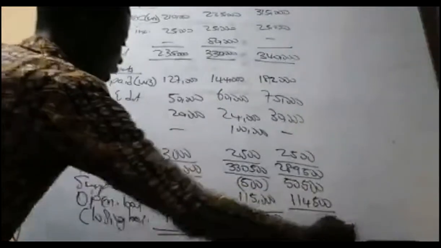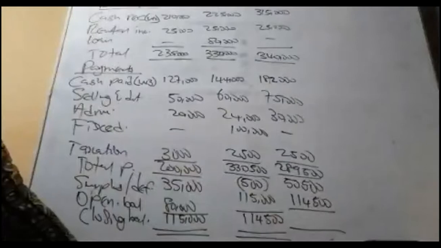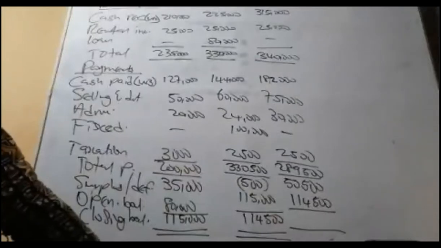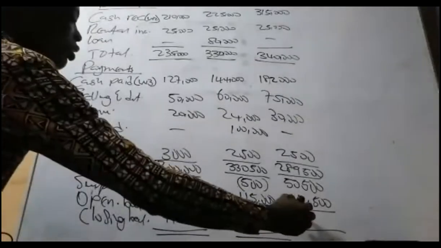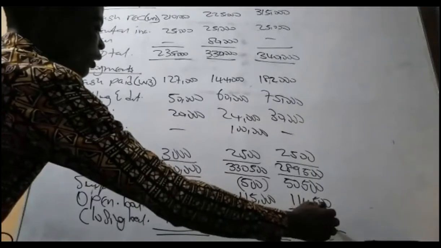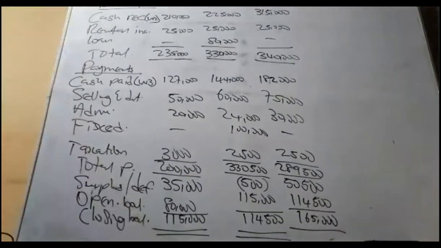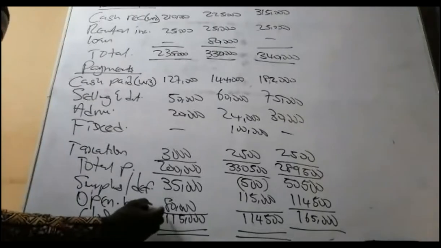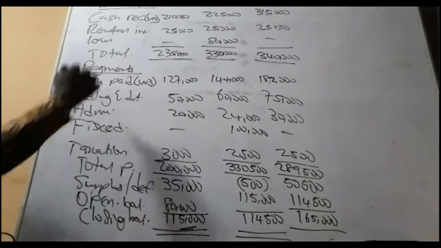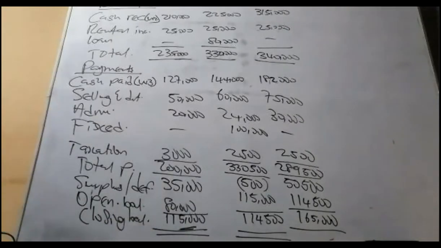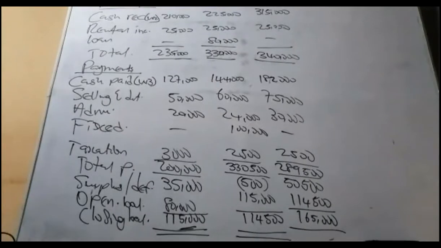Add them together, then you get a balance of 65,000. So 165,000. You are done. I am interested in these balances, the closing balance and then the entire entry. Great. Kindly jot something down and then let's move on to the final aspect.